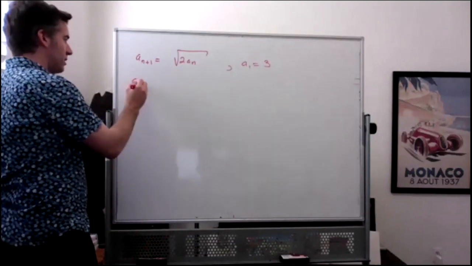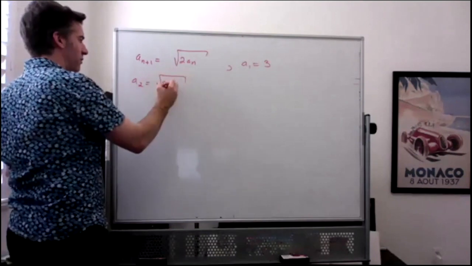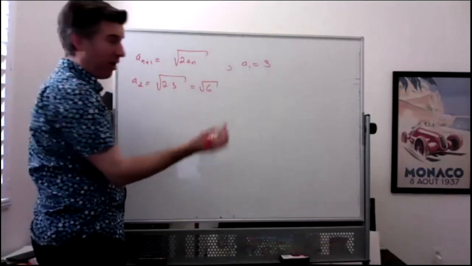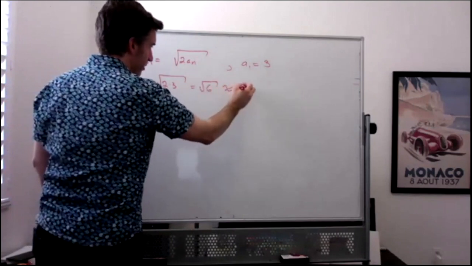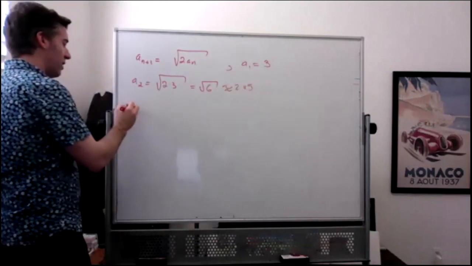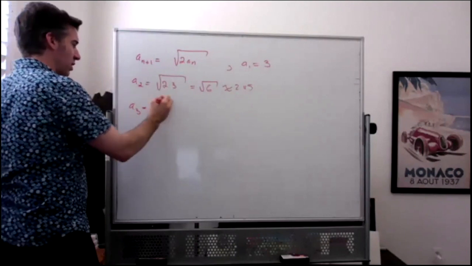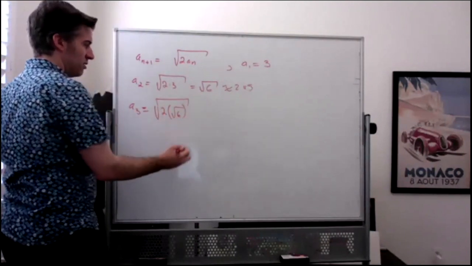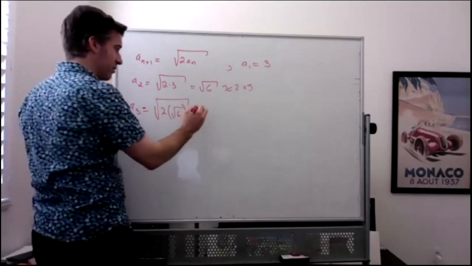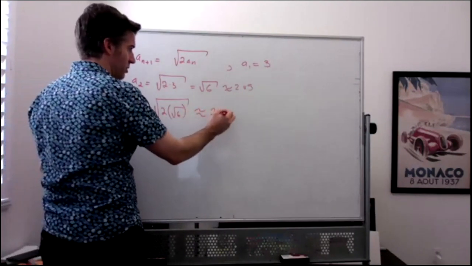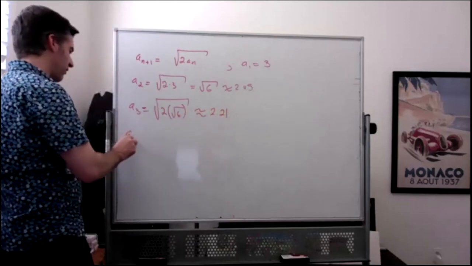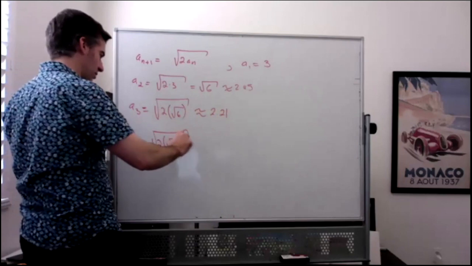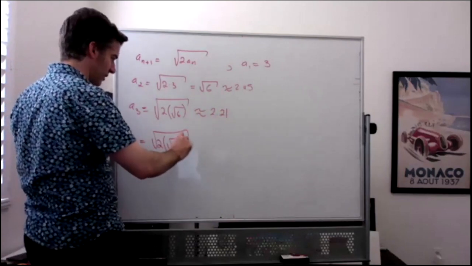So a sub 2 is the square root of 2 times 3, which is the square root of 6, which is approximately 2.45. And then a sub 3 would be the square root of 2 times the square root of 6, which just starts getting uglier, right? It's going to be approximately 2.21. And then a sub 4 is the square root of 2 times this, which is going to get real nasty.